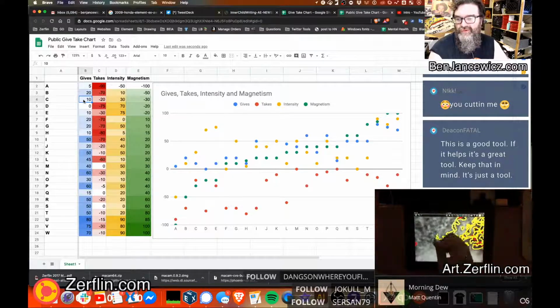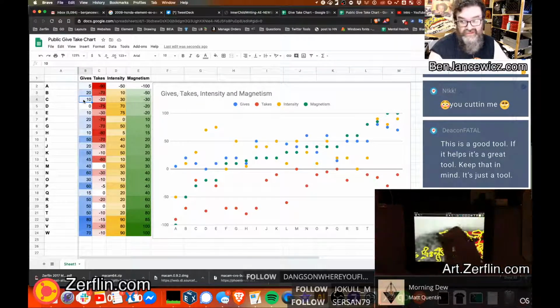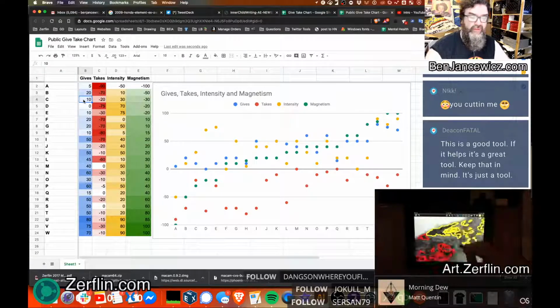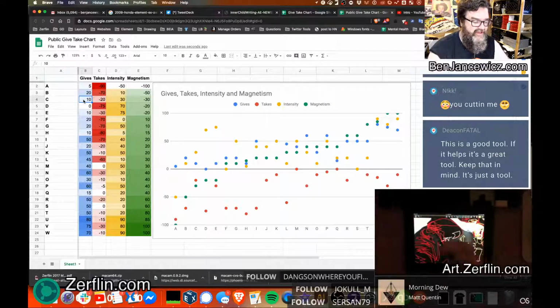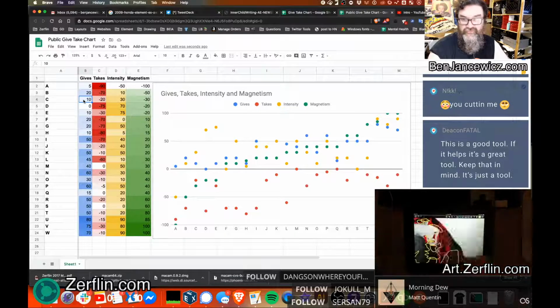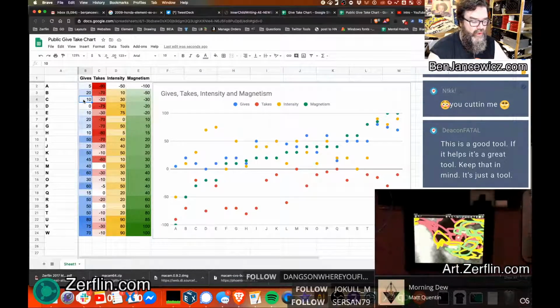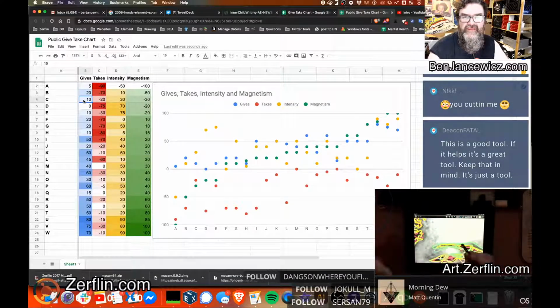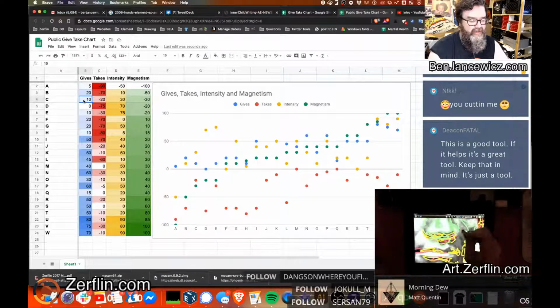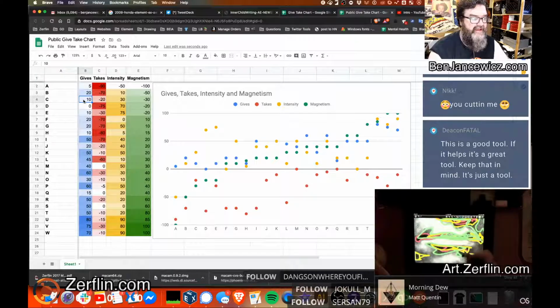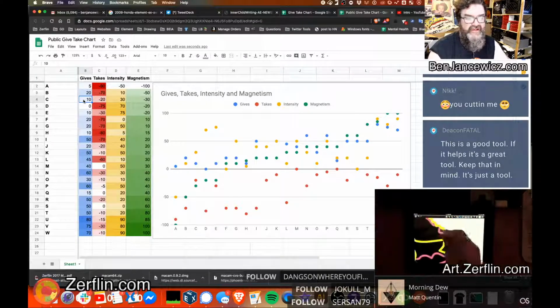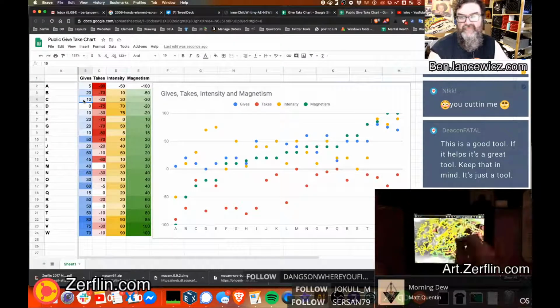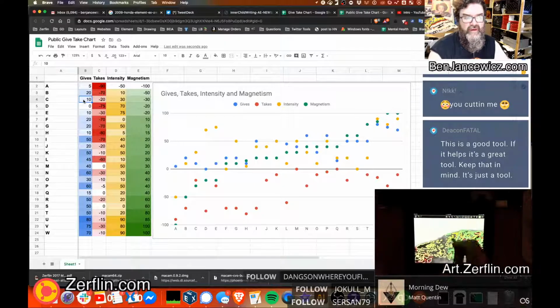It's a really great tool. It is just a tool, that's right. It helped me a ton because I realized that I had a bunch of friends who were not really giving a ton in my life. They were constantly asking me for favors. They were constantly asking me to do things for them. But they weren't really giving me much.